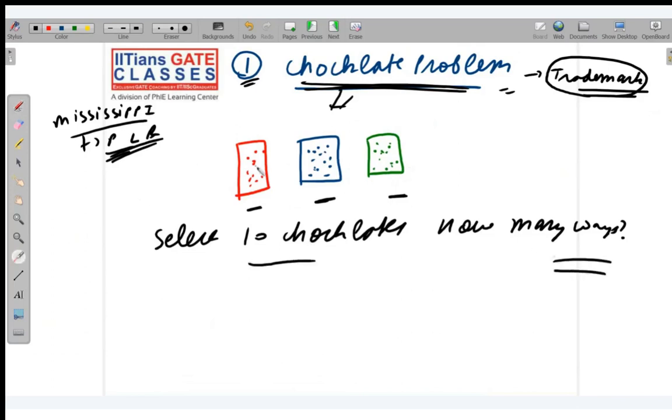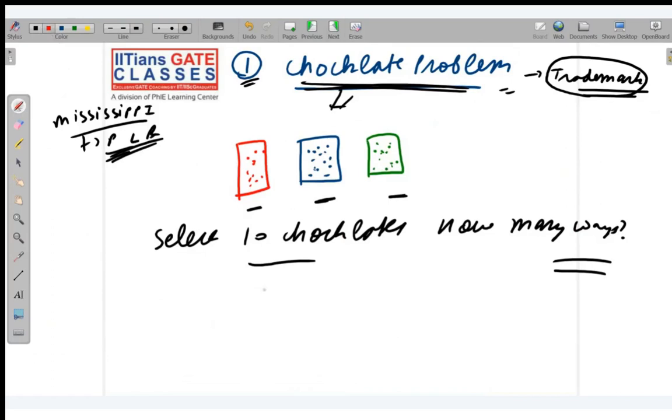So how many ways? Obviously we have taken 3 kinds of chocolates, but we can take 4 types of chocolates, 5 types of chocolates, and so on. I am just giving you a small hint of how this problem looks. We are considering a simple scenario where we have 3 different kinds of chocolates: red, blue, and green, and we want to select 10 chocolates. So what are the ways?